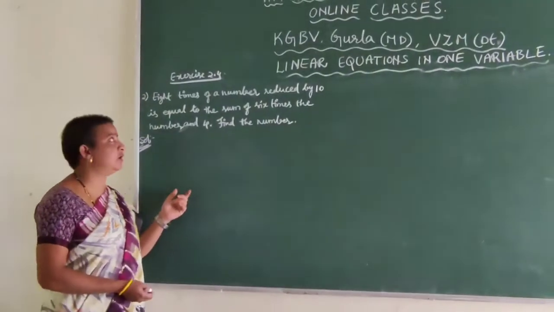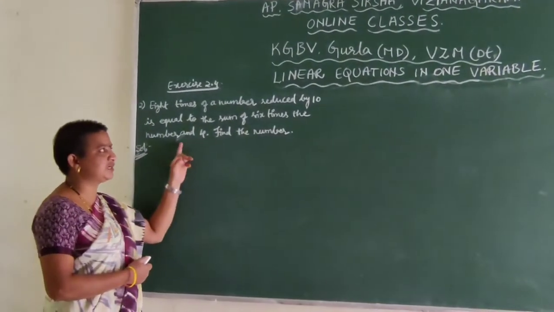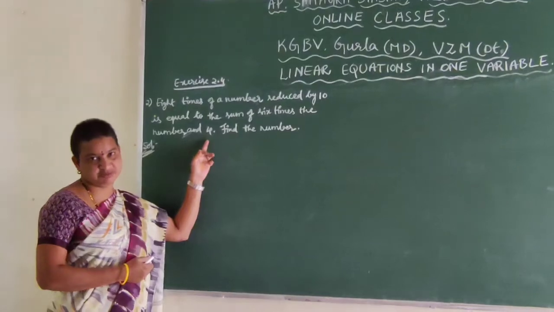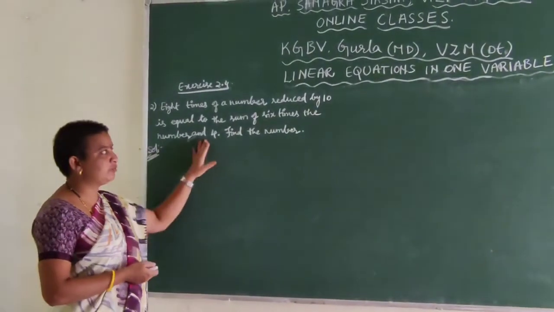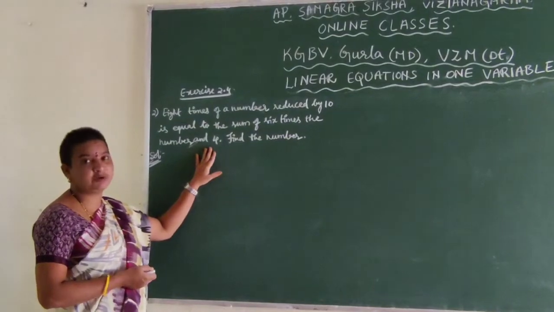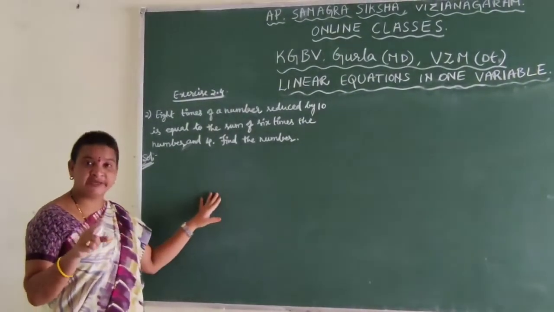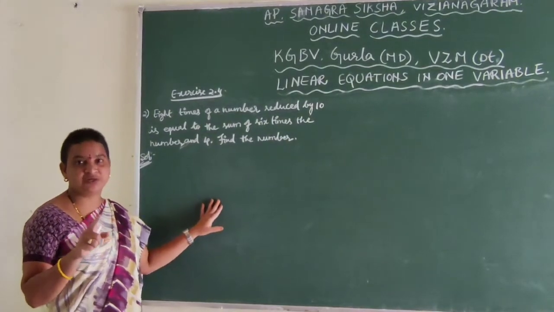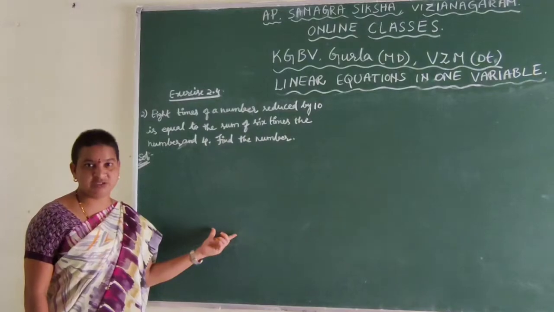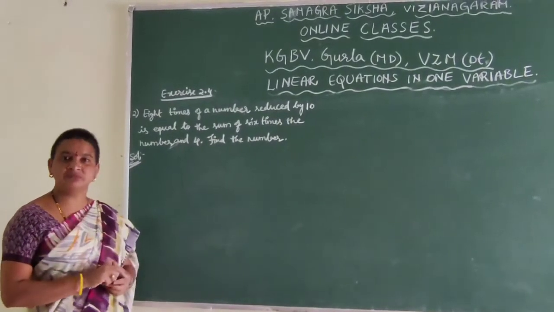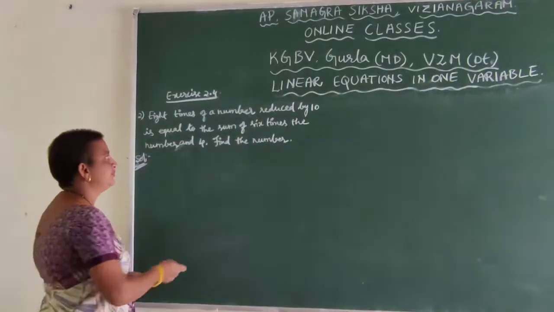Now we have to solve exercise 2.4 problems. Okay, these problems are connected to day-to-day life problems. In the previous class, I already told you about these types of problems. You have to read the problem very carefully. You have to read the problem again and again to understand. If you understand, then only you can solve the problem easily. Okay, children? So you have to read the problem carefully. Okay, now we have to read the problem.